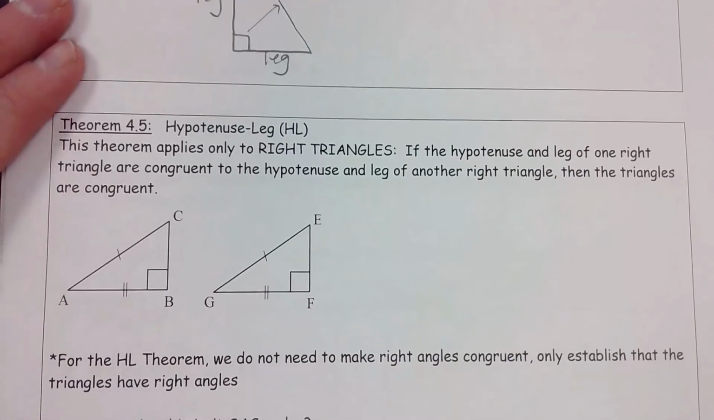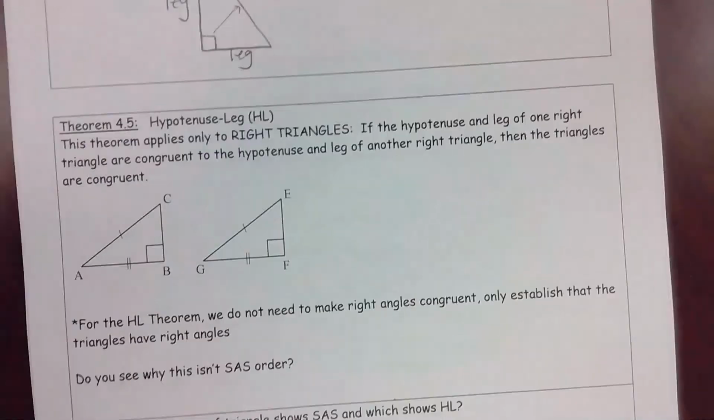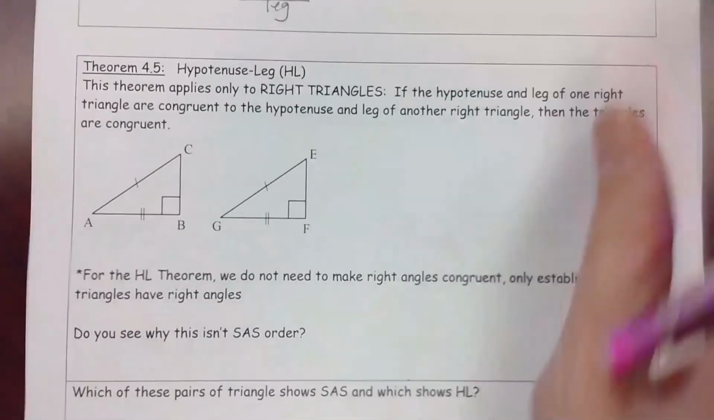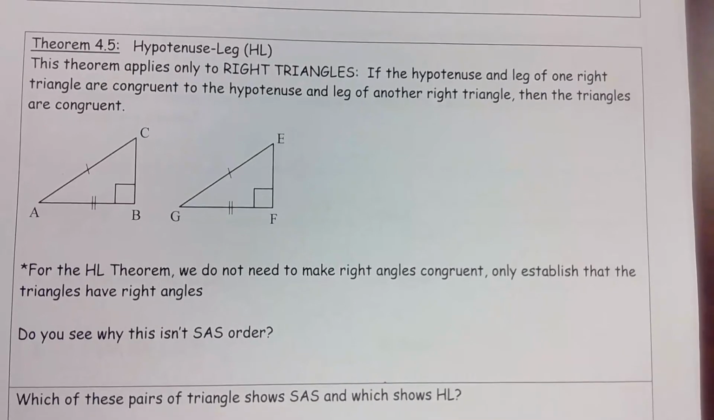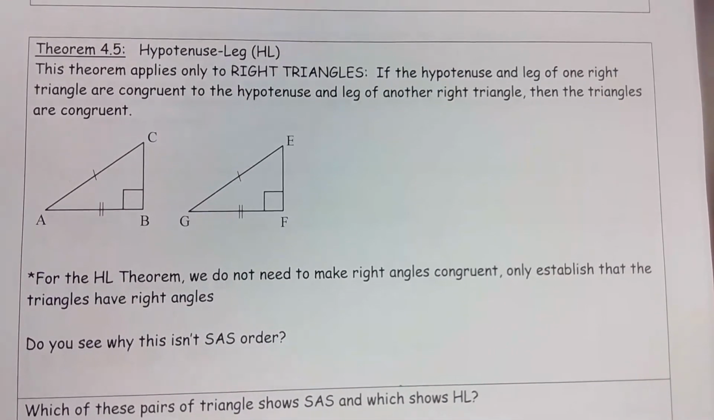All right, so this is called a theorem instead of a postulate. I guess a theorem is a math statement that is proven to be true. We don't prove it to be true so much. We just use it as a rule, like from the geometry gods.